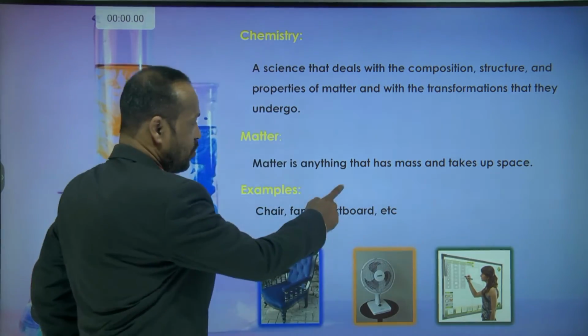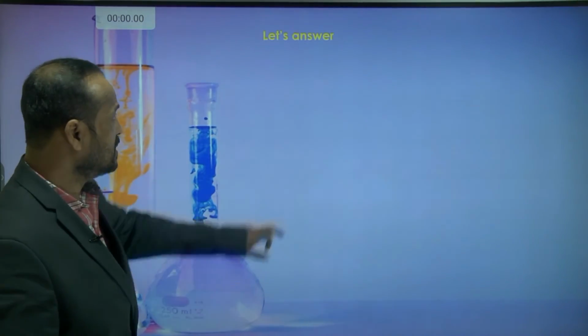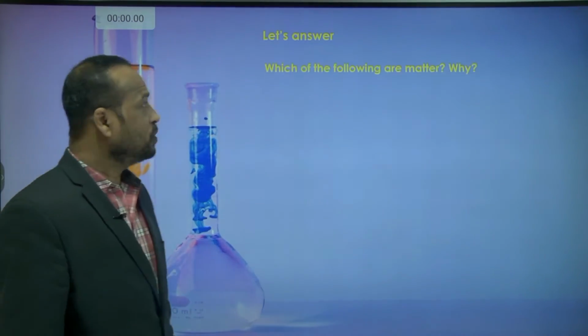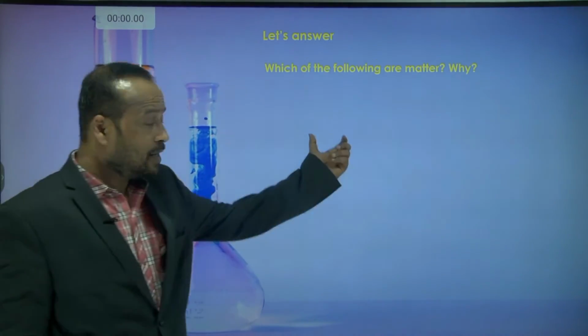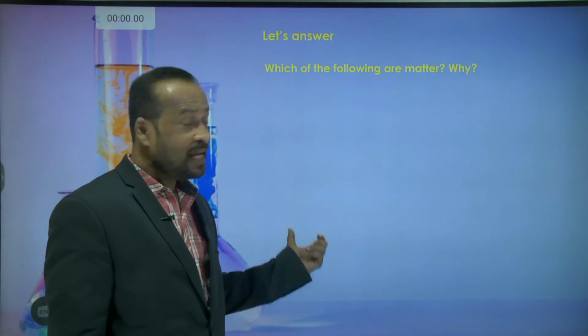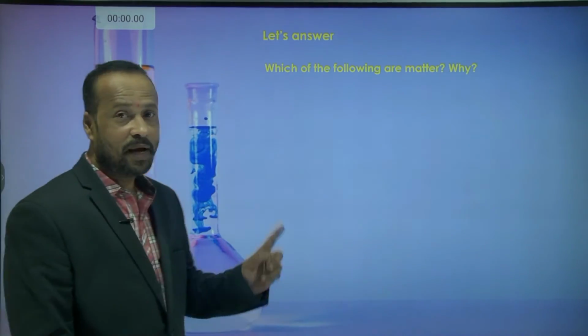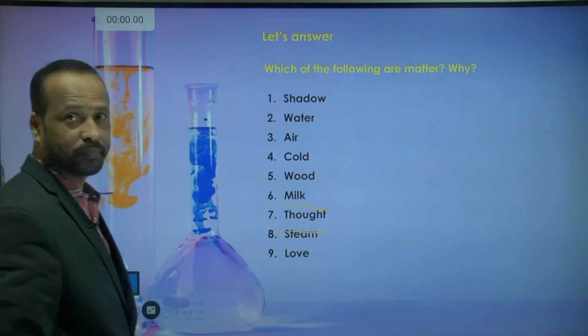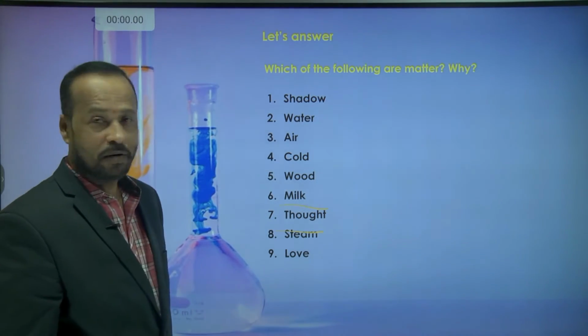Now let's check how clear you all are about matter. Let's answer. Now which of the following are matter? Here I am going to display some things. In that you have to say which are the matter among them, and you have to say why, the reason also. So now, which of the following are matter?